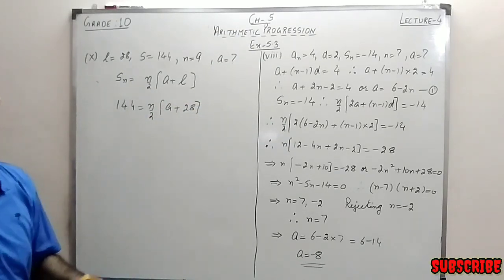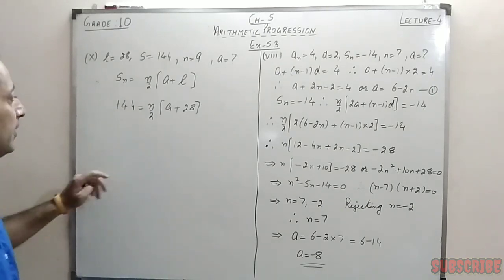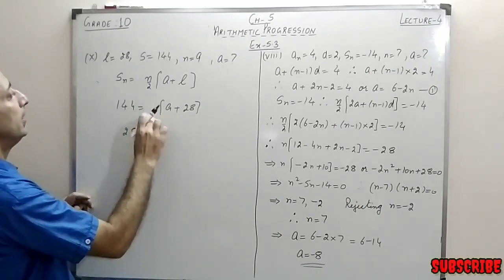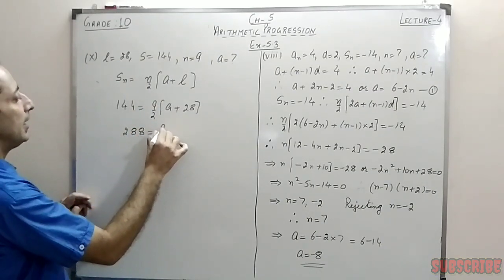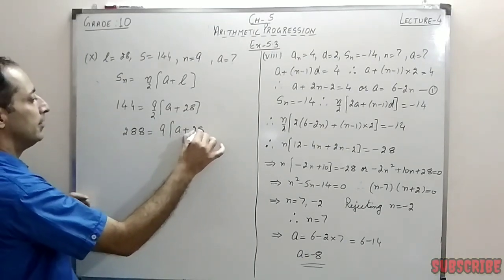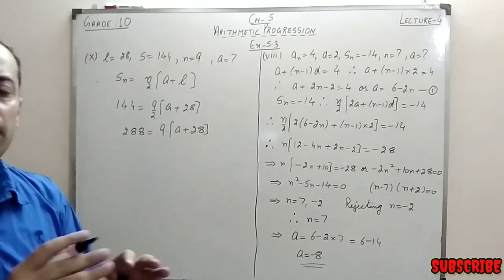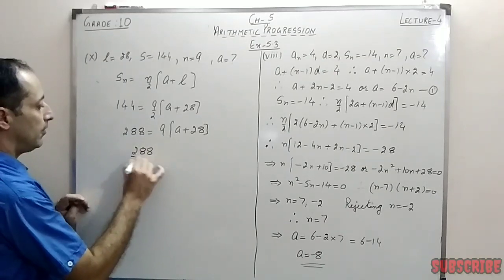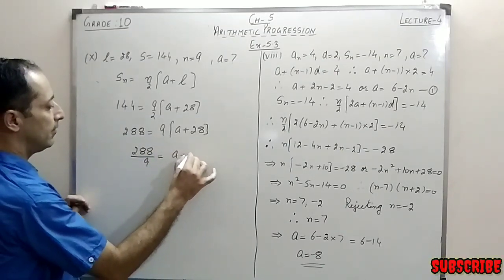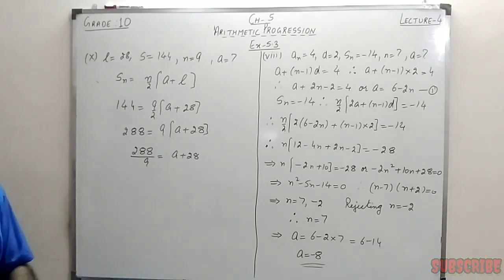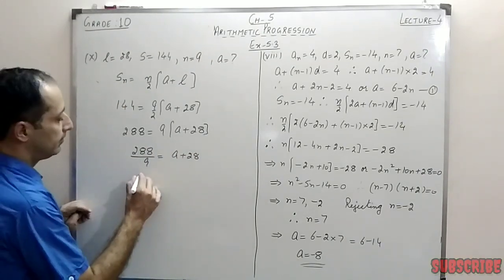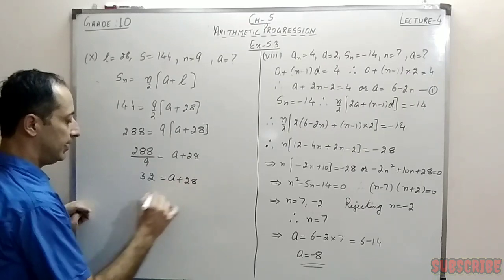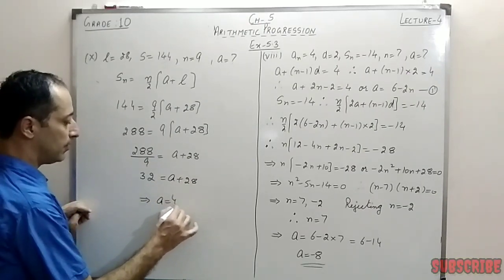Now simplify this thing, multiply 2 on the left side, it becomes 288. Oh sorry, I have not substituted the value of n also. This is 9 by 2. So this is 9 into A plus 28, right? Now I can divide by 9 on the left side, it becomes 288 upon 9 equals to A plus 28. So when you cancel out this 288 by 9, it comes out to be 32. So this is A plus 28. And simplifying this thing, I get A equals to 4.